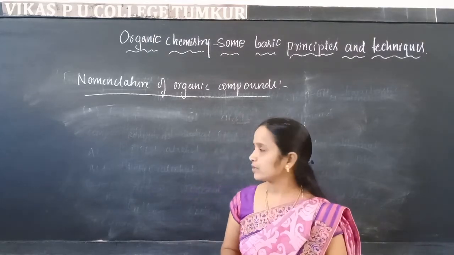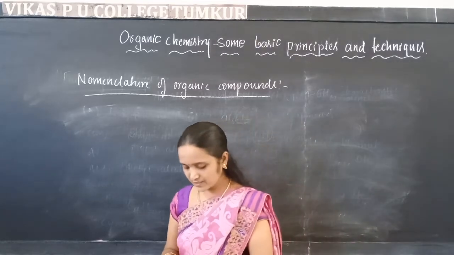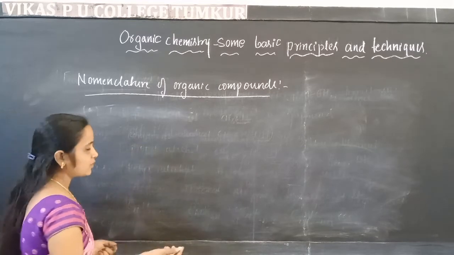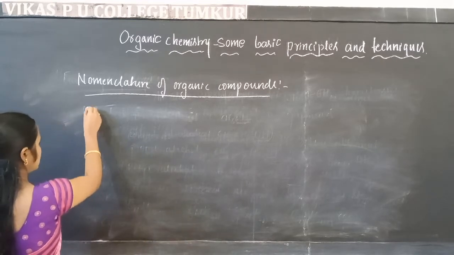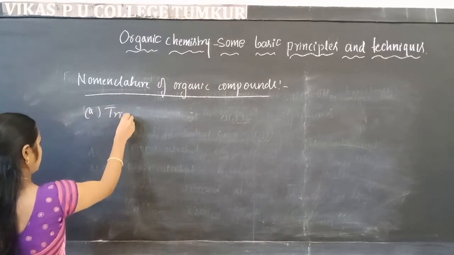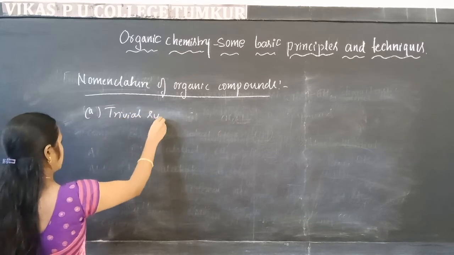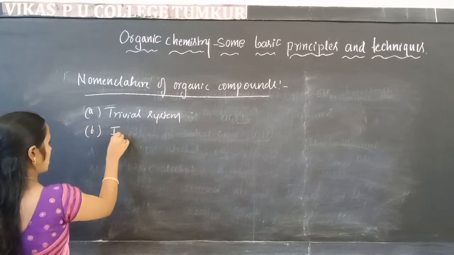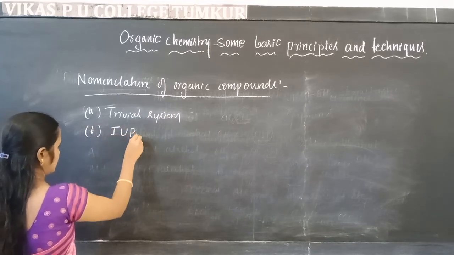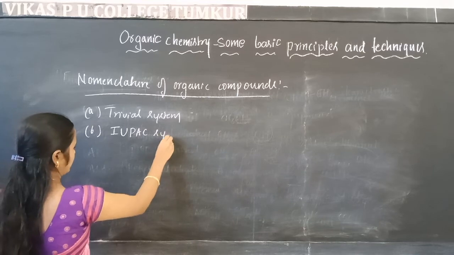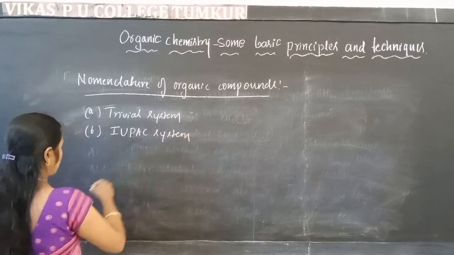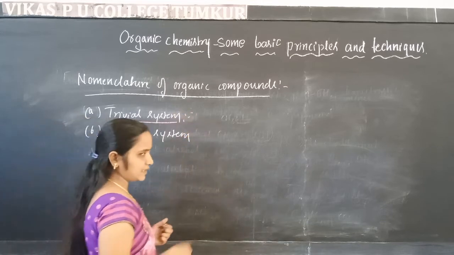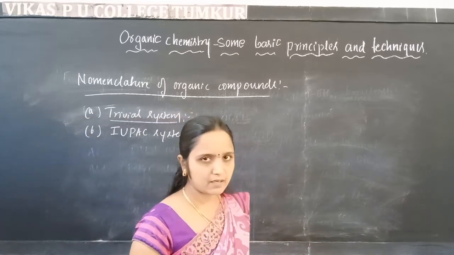First we are going to be discussing the nomenclature of the organic compounds from two types. The first one is the trivial system. The second one is the IUPAC system. First we are going to discuss the trivial system. The trivial system means it is the older method of naming the organic compounds.